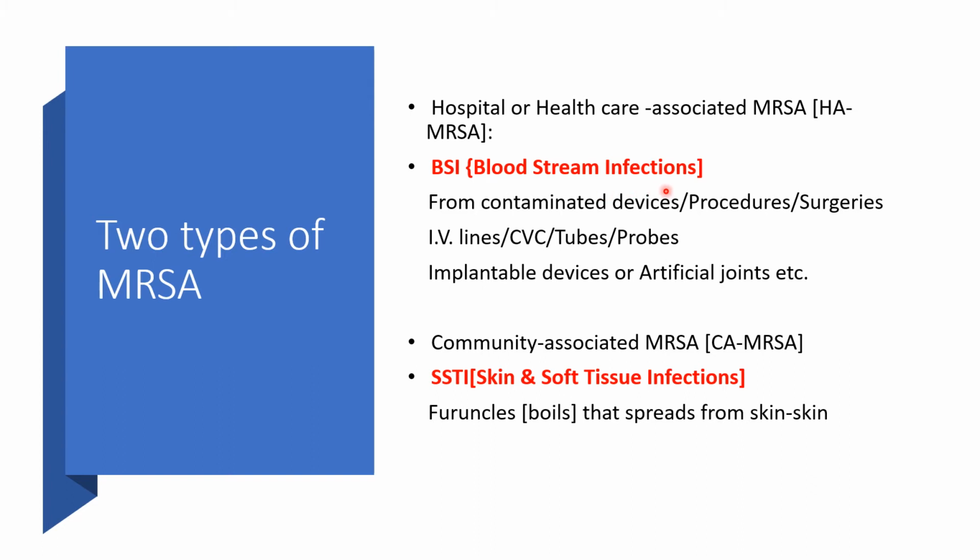And the reasons are not far-fetched, right? It will be from contaminated devices or through certain procedures, mostly invasive procedures, through surgeries, IV lines, central venous catheterization, many tubes, many probes, implantable devices, or even sometimes artificial joints, and the list goes on. But like I said, majorly it will be bloodstream infections, but may also be skin and soft tissue infections. Community-associated MRSA will be majorly skin and soft tissue infections, but maybe bloodstream too. Like, you're going to find furuncles, that is boils, that will spread from skin to skin.